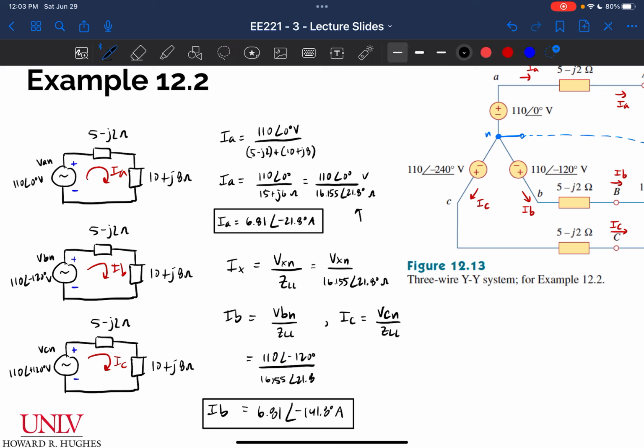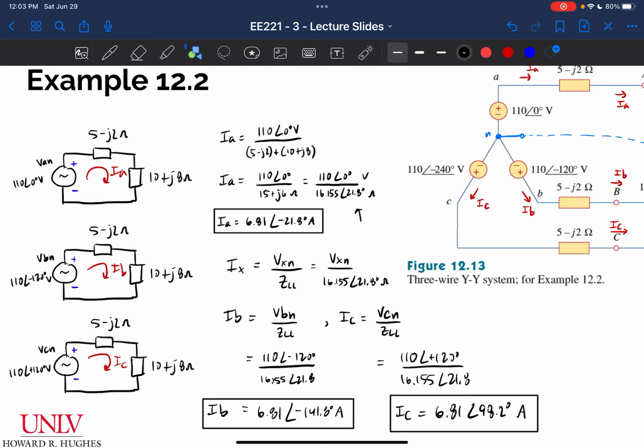For IC, it would be very similar. It'd be 110 angle plus 120 divided by 16.155 angle 21.8. We have to subtract the 21.8 from the plus 120, and that's where we'd get IC equal to 6.81 angle 98.2 degrees amps.